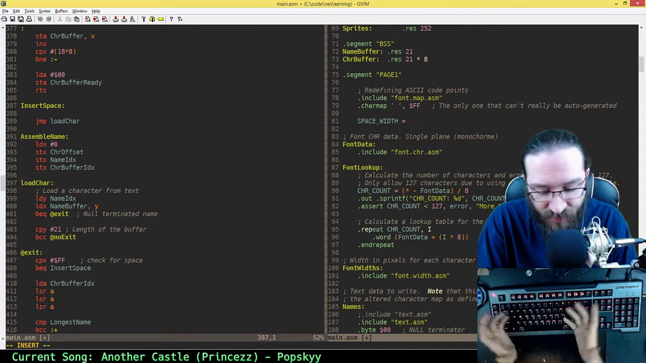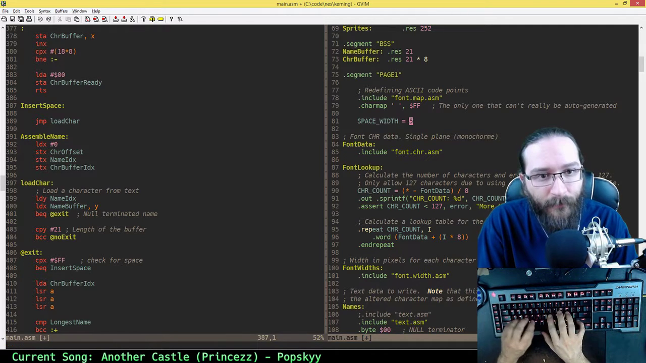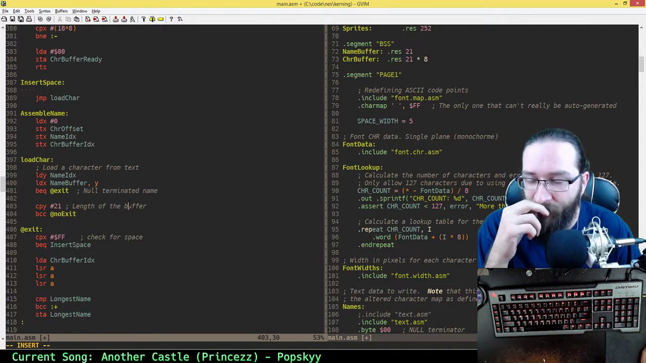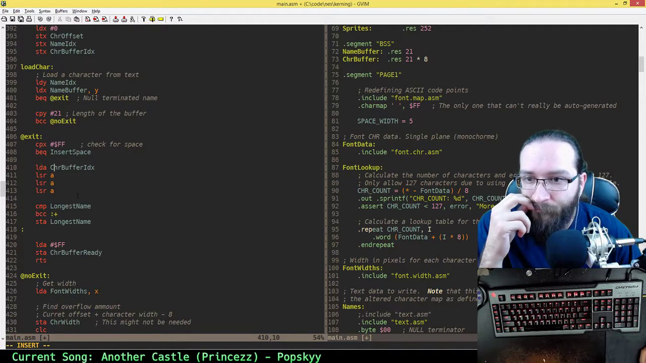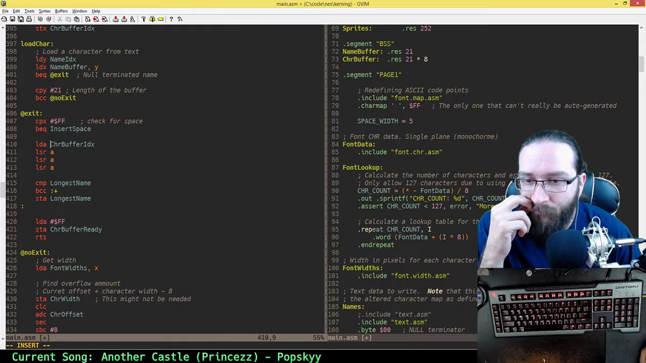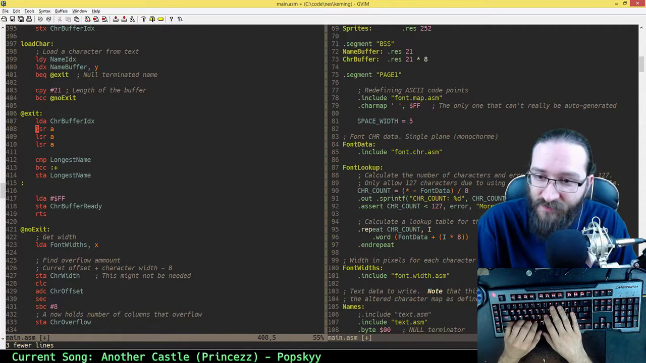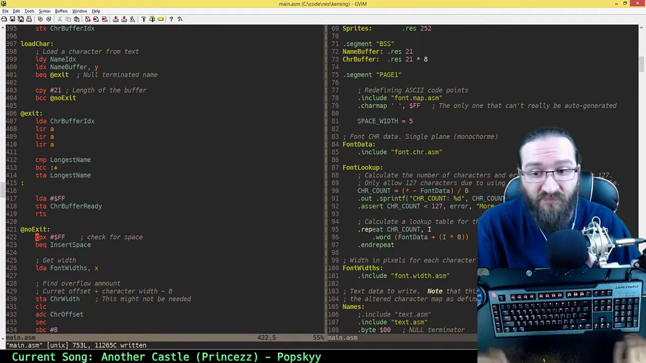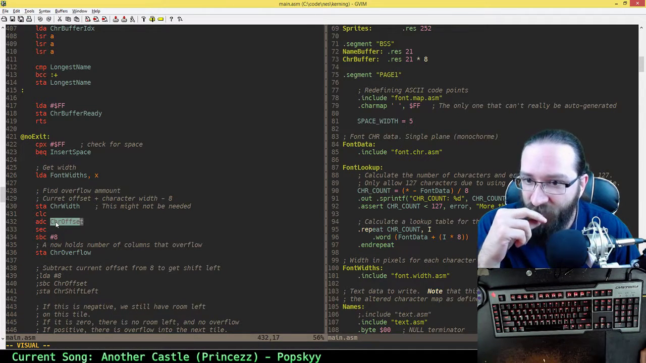Space width. How wide should it be? 5? Let's start with 5. 5 pixels. All right. Buffer index, longest name. I don't care for any of that. That's exit. Not an exit. No exit. Alright, so we're storing that into character with adding the offset.